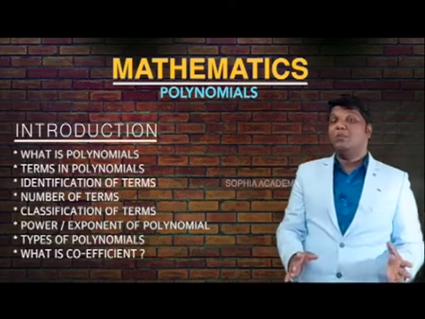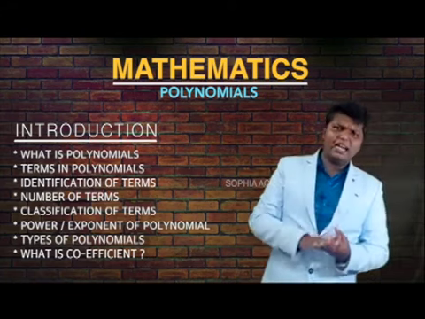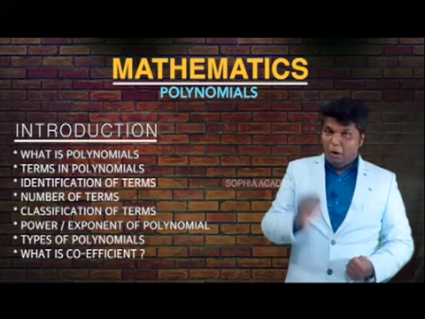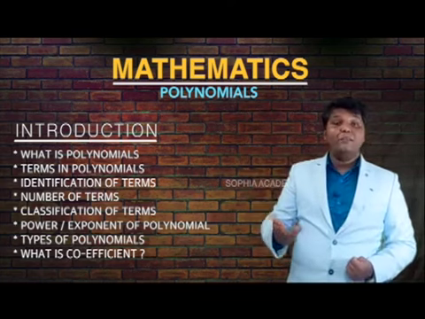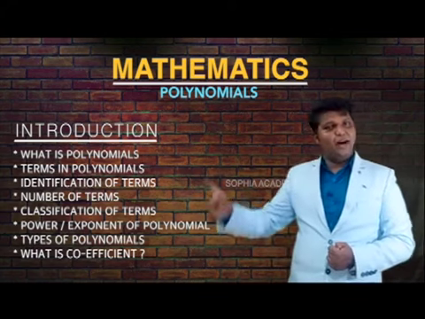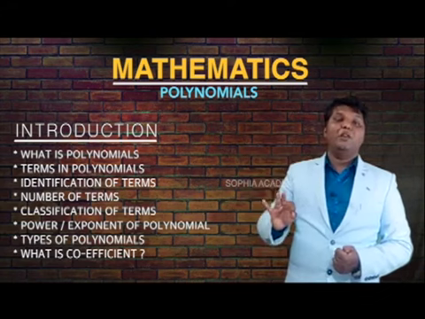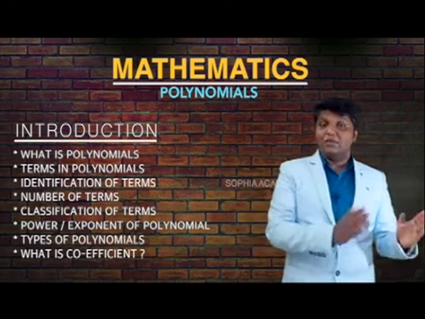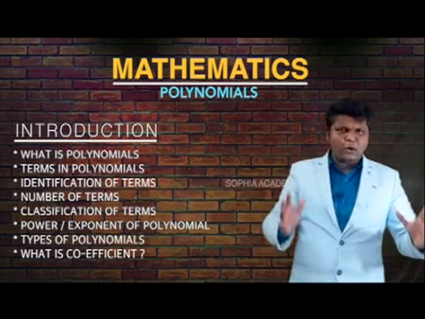So what are polynomials? How many terms are there? How to identify the terms? Regarding the number of terms, how are they classified? Then what is called the power of a polynomial, or in other words, the exponent of a polynomial? By seeing the exponent, how can you understand the degree? By seeing the degree, how can you identify whether it is a linear polynomial, quadratic polynomial, cubic polynomial, or biquadratic polynomial? Then what is the term coefficient called? Okay, these are the things which we discussed right now. So this is all about the introduction part.